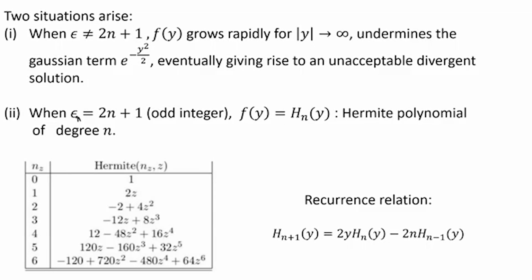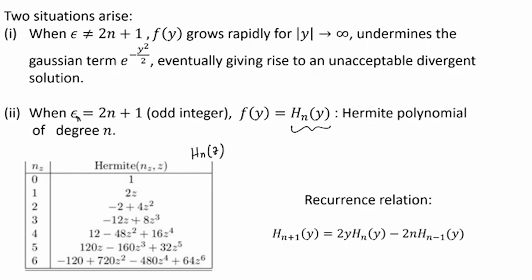And if this is true, that is when epsilon n becomes equal to 2n plus 1, an odd integer, f of y becomes a polynomial in y, which is called a Hermite polynomial of degree n. It is a nice polynomial, and there is some physics that I want to discuss here. I have written it, of course, in terms of H n z. So, this H n z is what you see here.